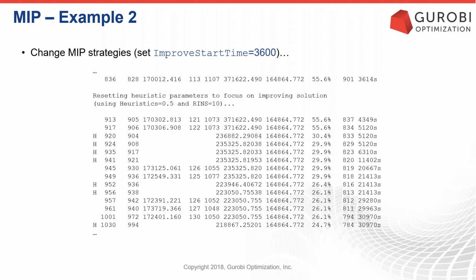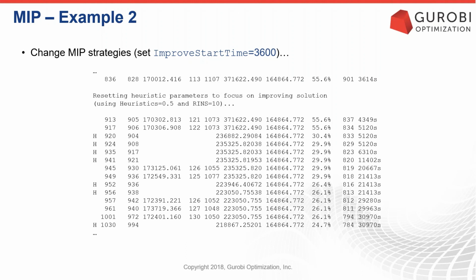It's not only that you have to disable cutting planes in this situation, but for example, there is a parameter that is called ImproveStartTime, and what it does is you set a limit. Here it is time, for example, an hour, and what Gurobi does is after this hour, parameters are adjusted within the process. So you reset, for example, heuristic parameters. You focus on improving the solution.